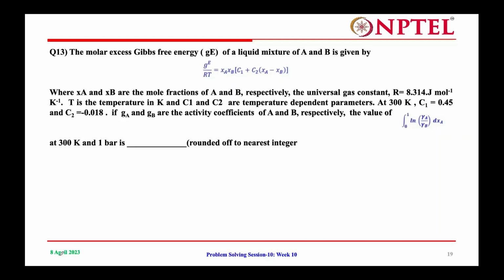Moving to question number 13. The molar excess Gibbs free energy G^E of a liquid mixture of A and B is given by this equation, where x_A and x_B are the mole fractions of A and B respectively.